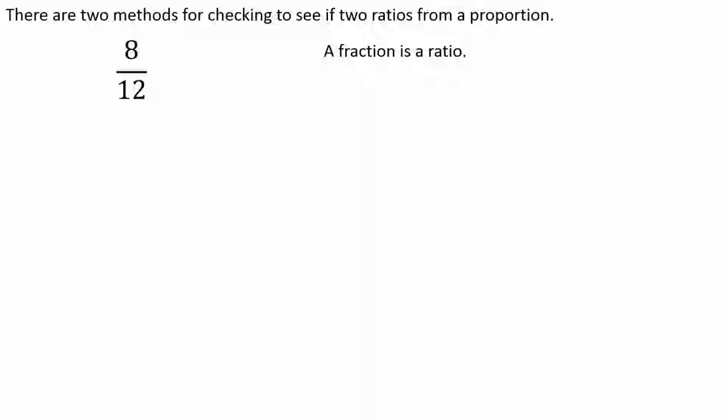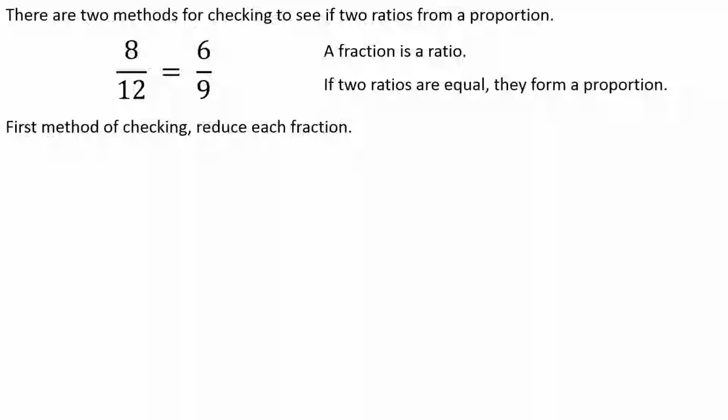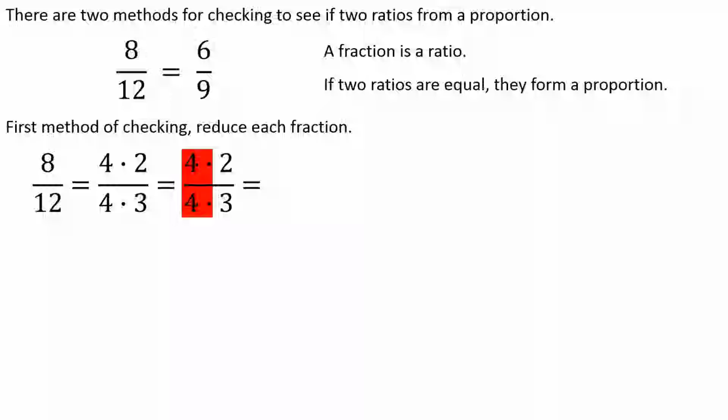And of course, when we talk about a ratio, it's a fancy way of saying it's a fraction. And if we set two fractions equal to each other, we say that the ratios form a proportion. One way I can check is, all right, let's reduce each fraction. Of course, if I factor, 8 is 4 times 2, 12 is 4 times 3. I cancel the common factor, leaves me with 2/3.